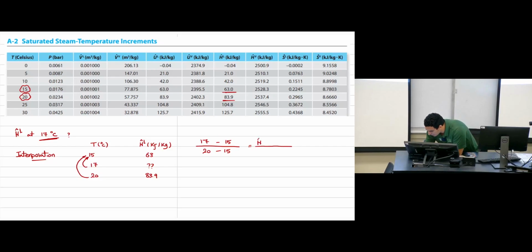So this one, the enthalpy of a specific liquid at 17 degrees Celsius, minus the enthalpy at 15, so it will be this one minus this one, minus 63, over this one minus this one, 83.9 minus 63. Then from this equation you can find the value. Then specific enthalpy for saturated liquid at 17 degrees Celsius. You can calculate it, and the number will be in kilojoules per kilogram.